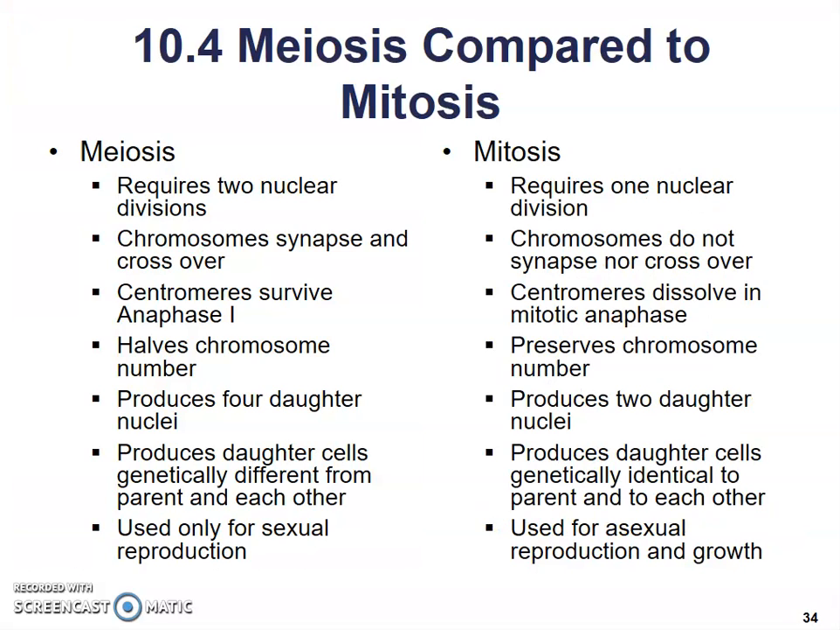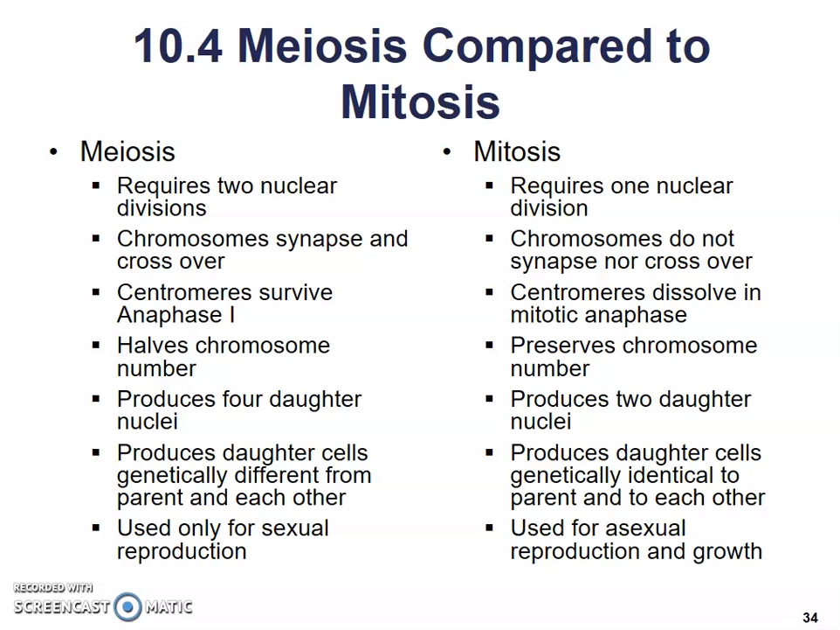Hey guys, let's do section 4, meiosis compared to mitosis. Meiosis requires 2 nuclear divisions, while mitosis only requires 1. In meiosis, chromosomes synapse and cross over. No crossing over happens in mitosis. Centromeres survive anaphase 1 in meiosis, and the centromeres dissolve in mitotic anaphase.